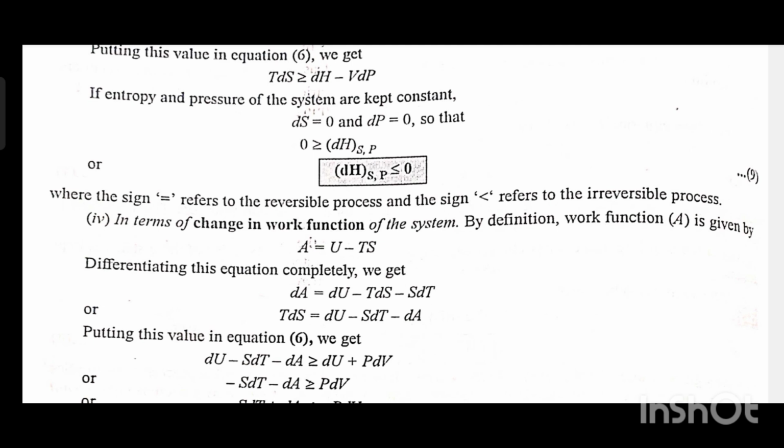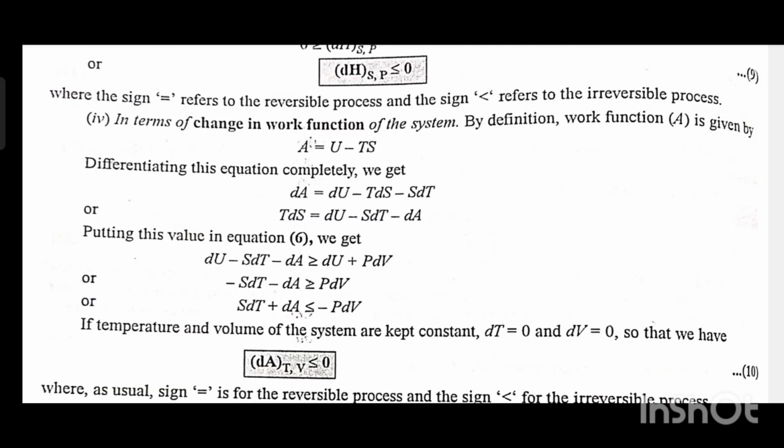Number 4, in terms of change in work function of the system, by definition work function A is given by A = U - TS. Differentiating this equation completely, we get dA = dU - TdS - SdT, so TdS = dU - SdT - dA. Putting this value in equation 6, we get dU - SdT - dA ≥ dU + PdV, so -SdT - dA ≥ PdV, SdT + dA ≤ -PdV.